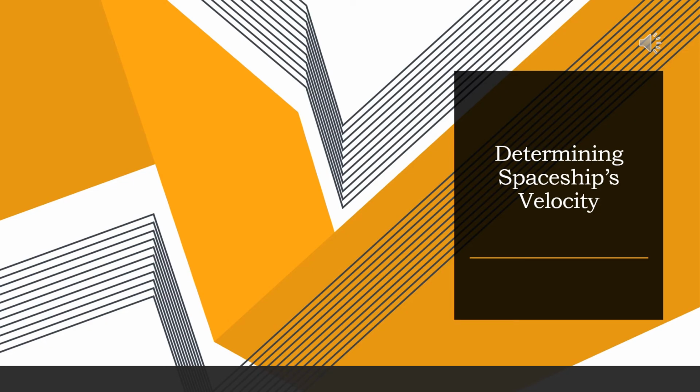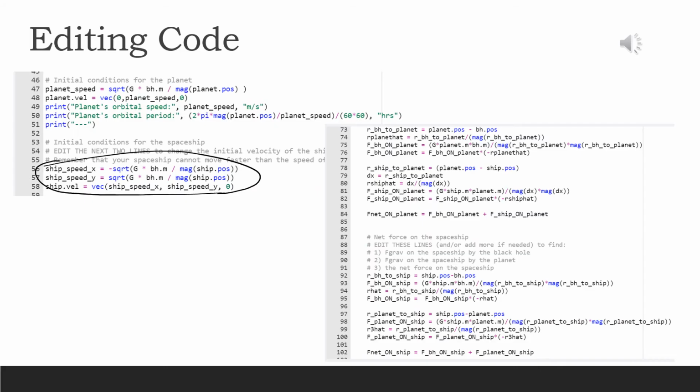In this portion of the lab, we'll be sharing the results for determining the spaceship's velocity to orbit or get as close as possible to the black hole without being sucked in by it. Just as we did before, we edited the main lines of the starter code provided in order to get the speed of the spaceship. In lines 56 and 57, we inputted the desired speed for our ship. In my case, I used the same line as for the planet speed, I just changed the magnitude to that of the ship.